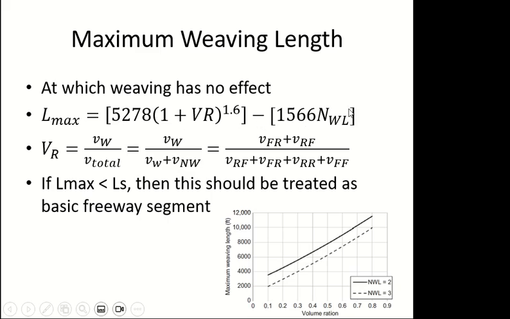Weaving lanes I already explained to you. VR is this ratio: weaving volume upon total volume. What is weaving? The people who go from ramp to freeway or freeway to ramp. This is for one-sided weaving.